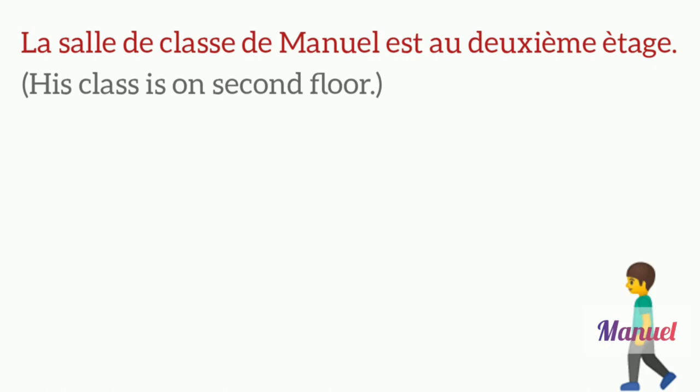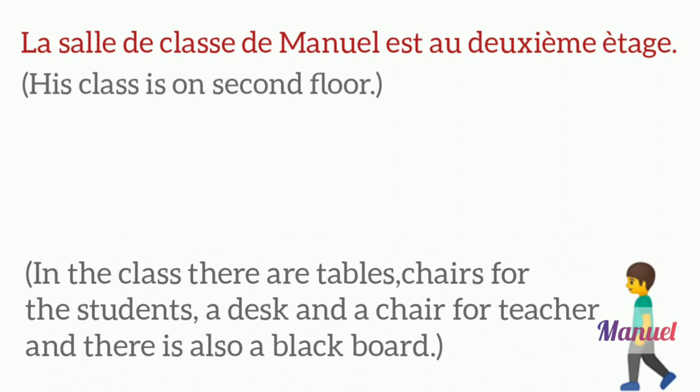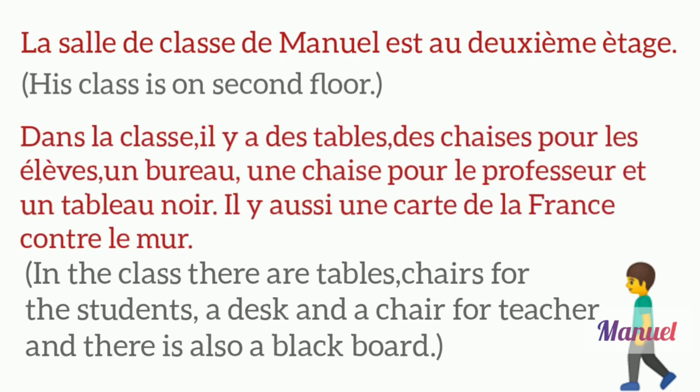Okay, then we can start describing the class from inside. Okay, for example, if I want to say in the class, there are tables, chairs for the students, a desk and a chair for the professor or the teacher, and there is also a blackboard. So what we can say is dans la classe, in the class. Il y a means there is or there are. Dans la classe, il y a des tables, some tables, des chaises, some chairs, pour les élèves, for the students. Okay, un bureau, une chaise, pour le professeur, a desk and a chair for the professor, et un tableau noir, and a blackboard.